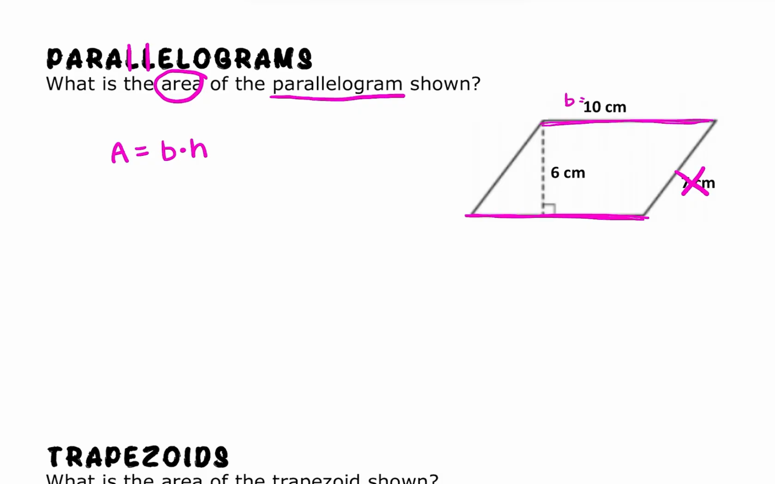Okay, and again, remember our trick for height is to find the dotted line and the right angle. So 6 is my height, and then we just plug it in. So base is 10, height is 6, and we are multiplying because that's what my formula tells me. 6 times 10 is 60, and on this one they used centimeters, so centimeters squared.